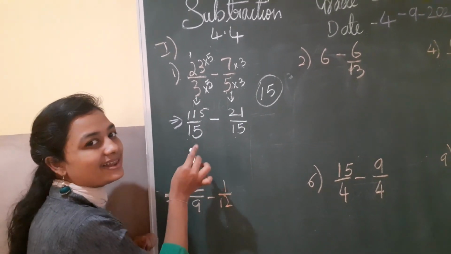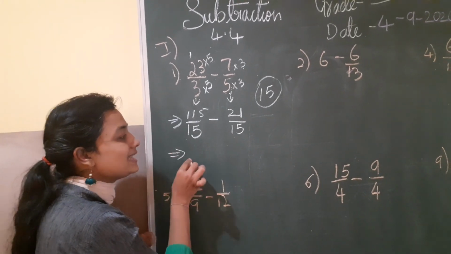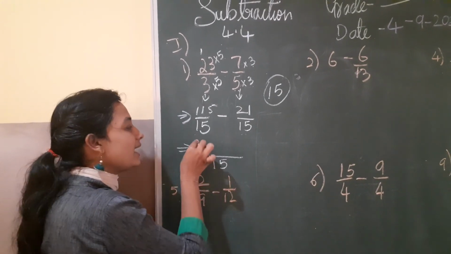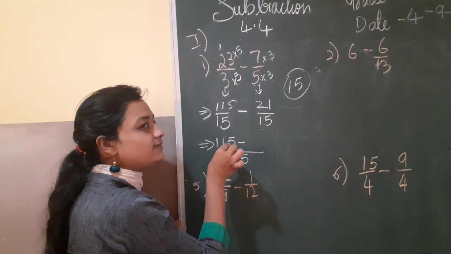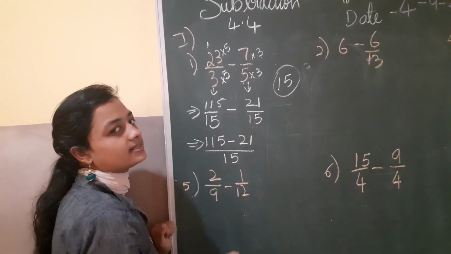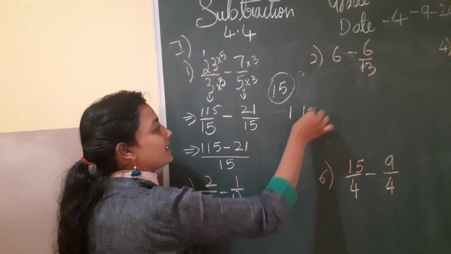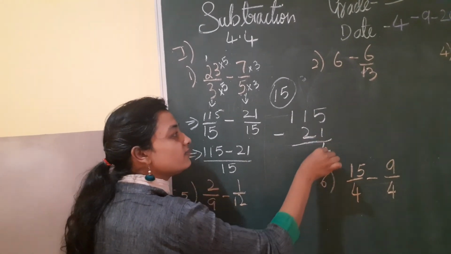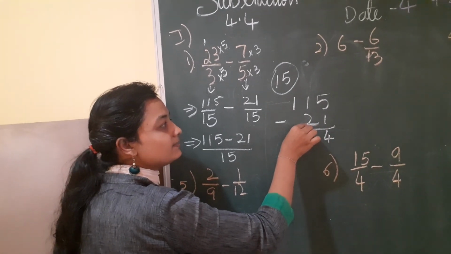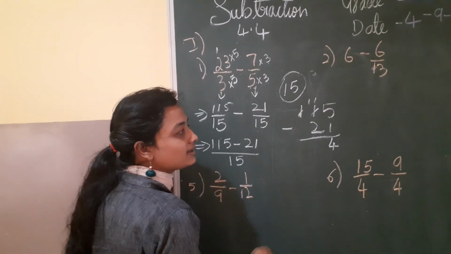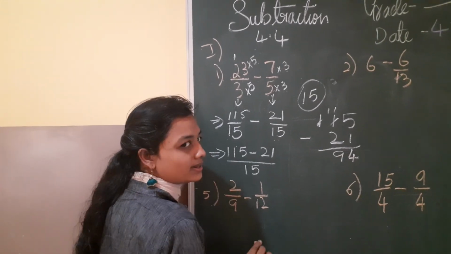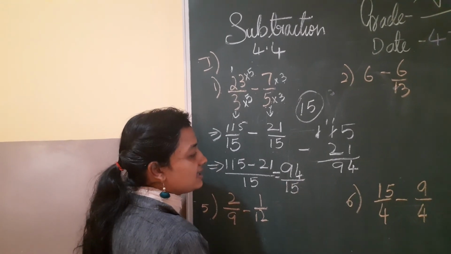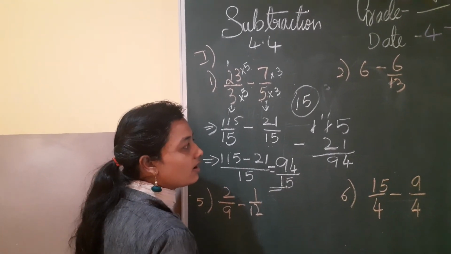Now it becomes a like fraction, so I can subtract it easily. How will I do that? Write 15 in the denominator once and write the numerator, 115 minus 21. Now how to subtract? You know how to subtract, right? Normal subtraction. So I will get 4 here, and what will I get here? It is 11 minus 2. I get 9. So what is the answer? 94 by 15. So this is the answer I got.